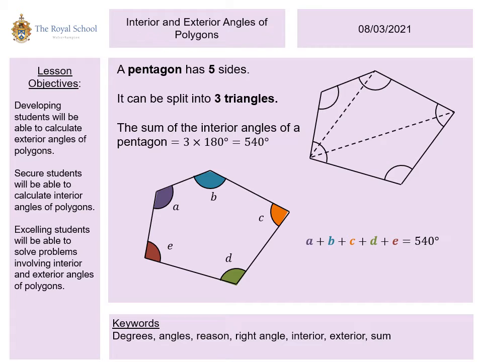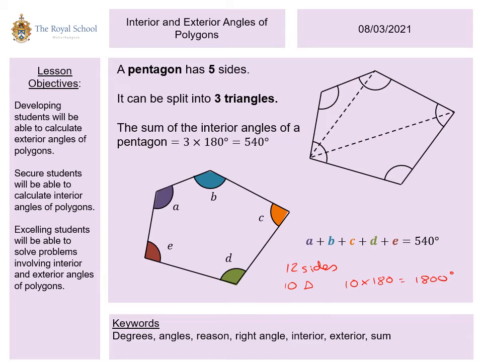Likewise, if you went for a 12-sided shape, then if you had 12 sides, then we'd have 10 triangles, and therefore we'd be doing 10 times 180, so 1800 degrees would be the sum of the angles inside the shape, or the sum of interior angles for that shape. So we should be able to very quickly work out what the angle sum of any shape is.